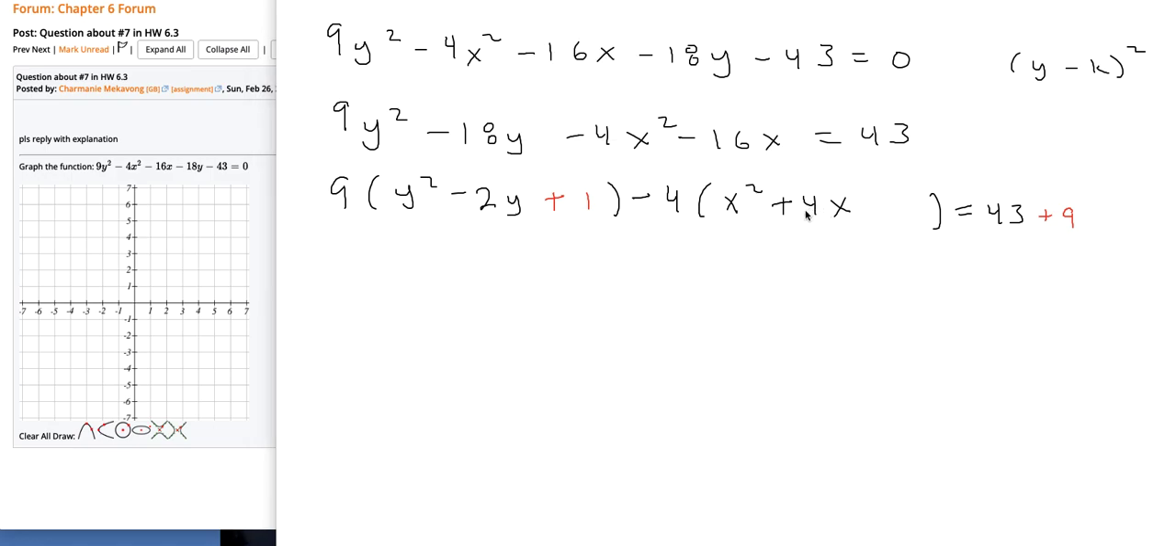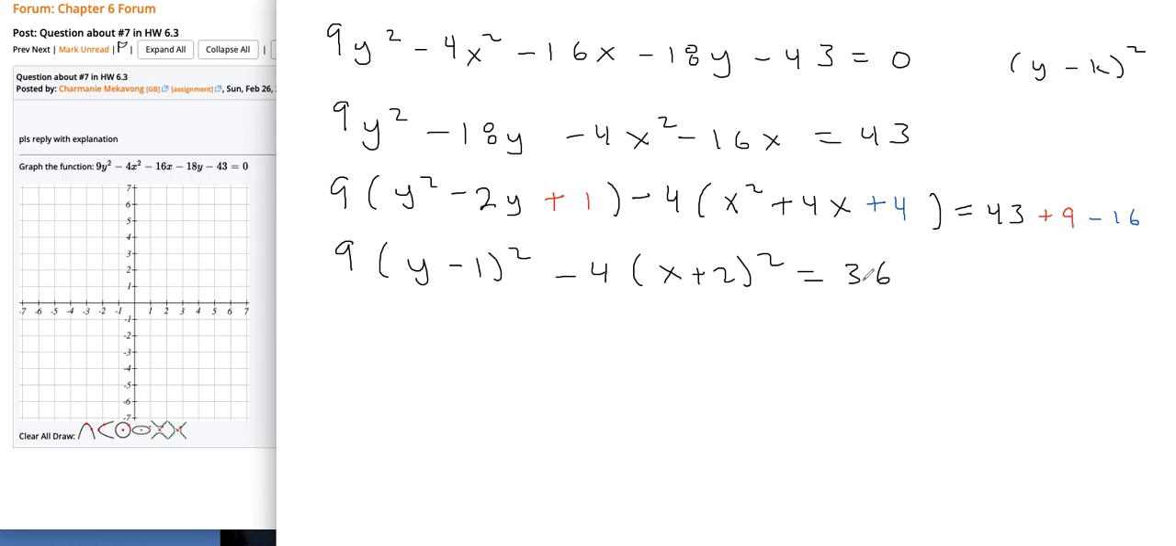And then for this 4, half of 4 is 2, and 2 squared makes 4. So that's 4 in there, but if I actually distribute it, then that's really contributing a negative 16. So then we'll have a minus 16 there. So let's see. This now becomes 9, and then factoring this to that form, y minus 1 squared minus 4, and then that's going to be x plus 2 squared. And then that's going to equal 36.